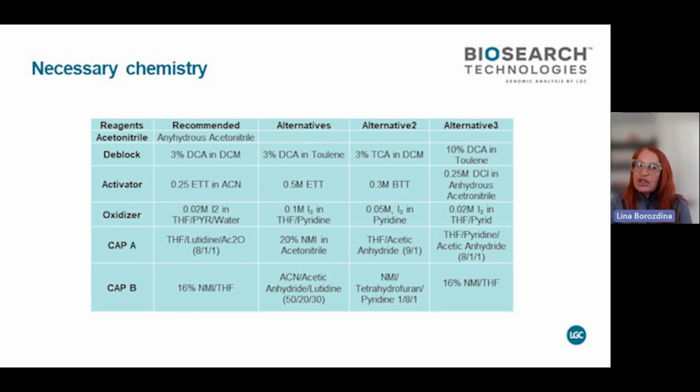And there's a combination of cap A and cap B. So as you can see, different mixtures for each one, but you need to make sure that 2 of them are compatible, that you have the NMI and acetic anhydride in 2 separate bottles, because the combination of those 2 reagents is what creates the capping. So if you mix them together, it's not going to work. You have to cap it separately, but on the instrumentation, they're added together into the column.